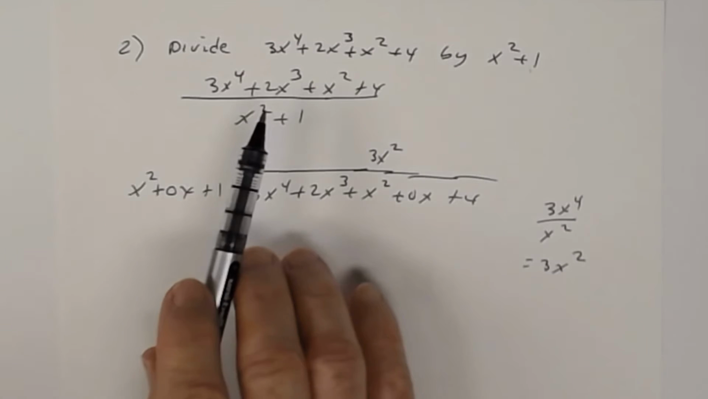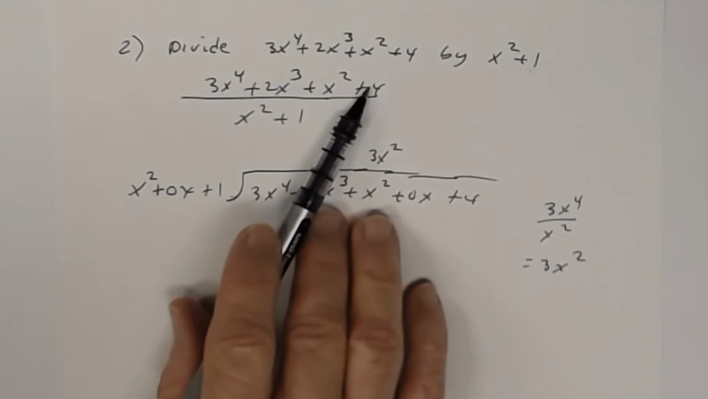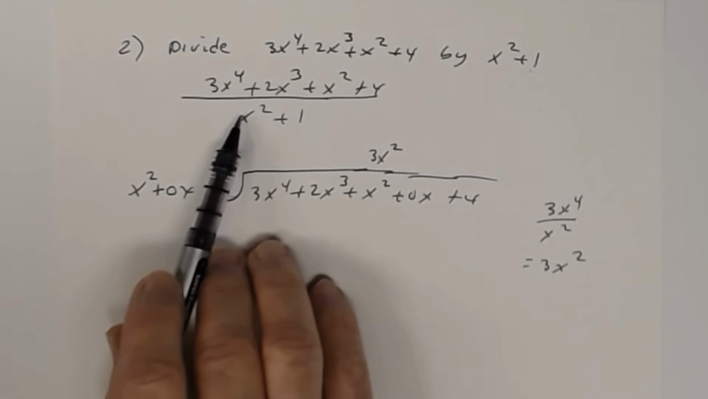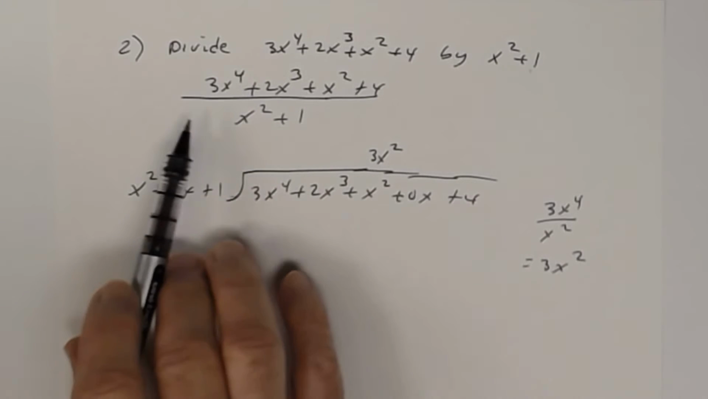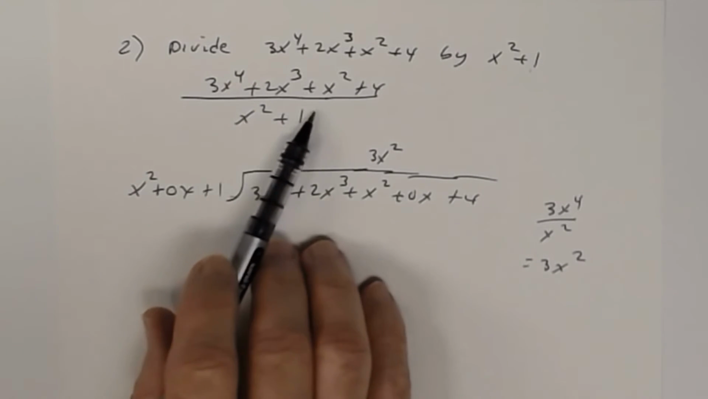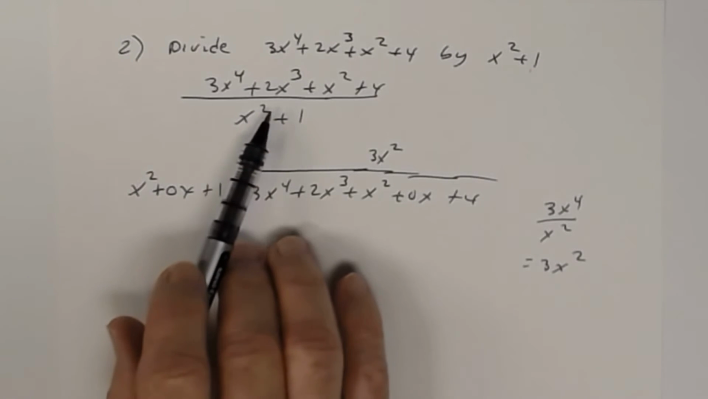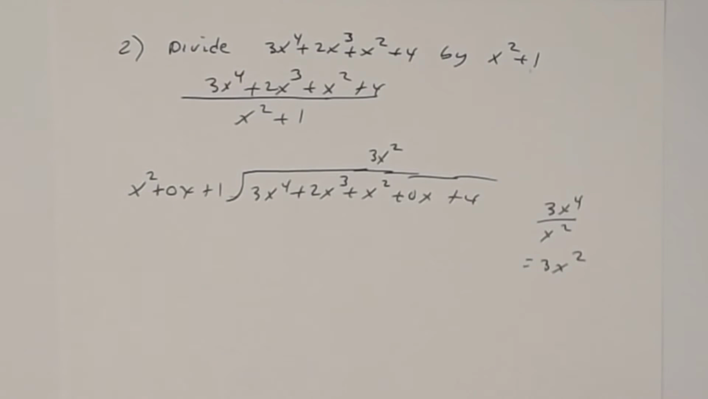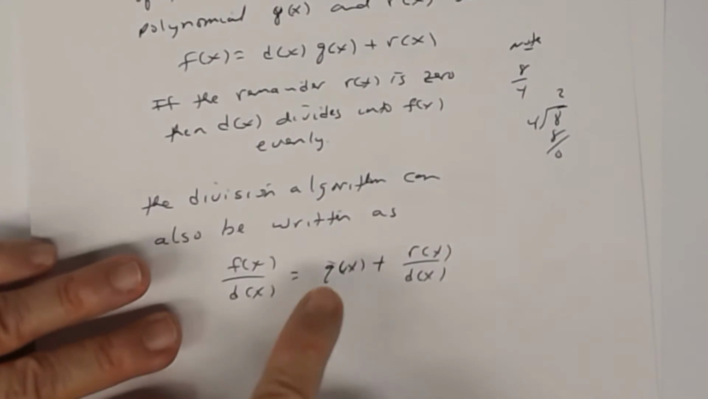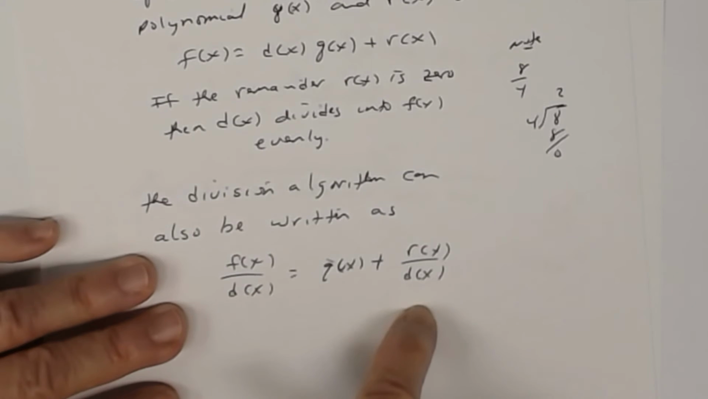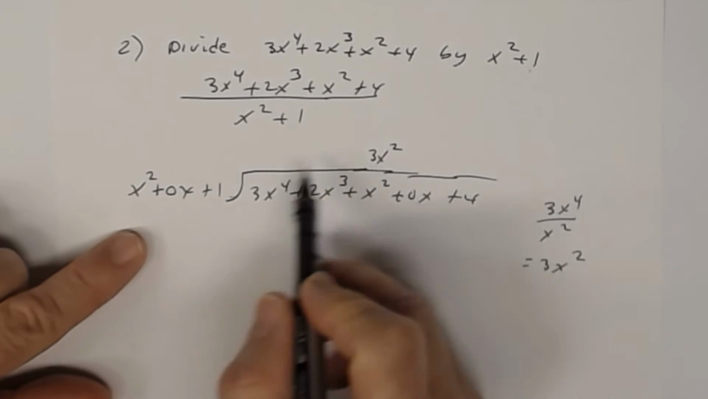Now before I go on, remember, make sure that the degree of the numerator is greater than or equal to the degree of the denominator. So notice the degree of the numerator, the largest exponent you see, is 4, and the degree of the denominator, the divisor, is 2. So 4 is greater than or equal to 2. So that means I can use the division algorithm, and I'll be able to write it like this. Okay? All right. So now remember, the next thing you do is take this, multiply by this.